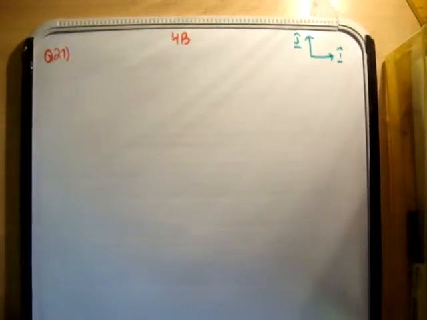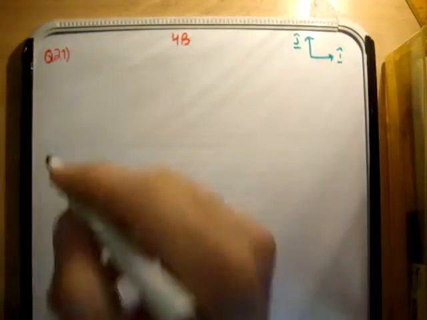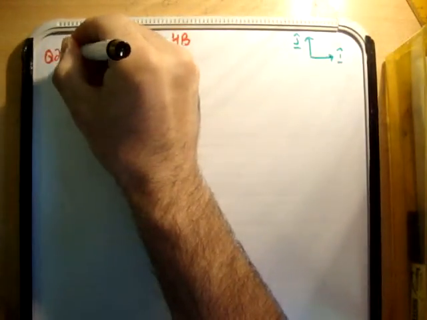Okay, in this video I'm going to continue on with exercise 4B of the book Fundamental Applied Mathematics. We're on page 105/106 and the question is 21. By the way, this question is starred, so this is an honours question.